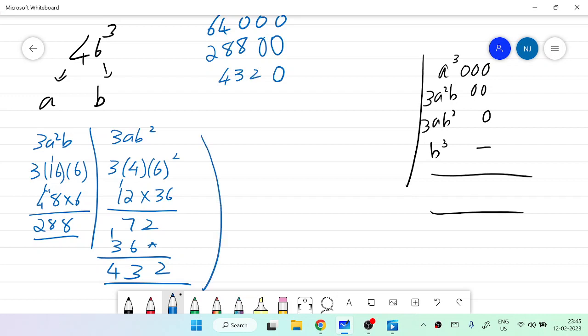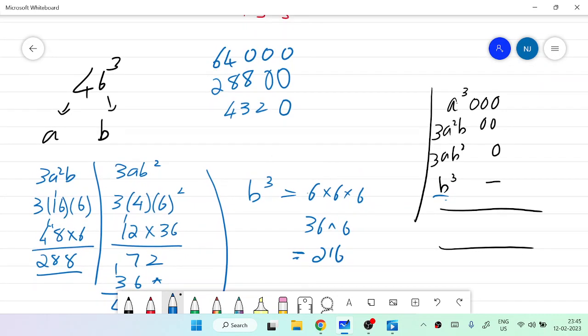And then what you have to do is finding the b cube. B cube is 6 into 6. 6 6s are 36. 36 into 6 will give you 216. Understood? So what you have to do is put it like 216. Then what you have to do is, you have to add all those numbers, right?